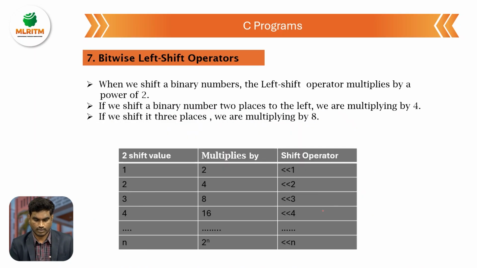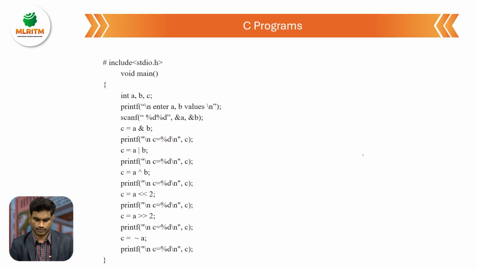Next, bitwise left shift. When we shift binary numbers, the left shift operator multiplies by a power of 2. If we shift a binary number 2 places to the left, we are multiplying by 4. If we shift 3 places, we are multiplying by 8. Next, this is the example for bitwise operators.